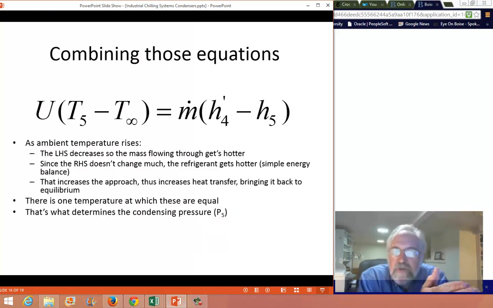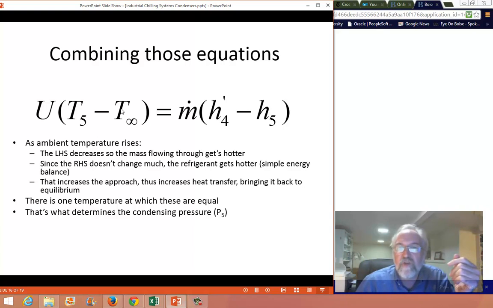If you combine these two equations, you get an equation that looks kind of like this. On the left-hand side is what's going on in the condenser, the heat transfer, and here's the thermodynamics that's bringing the heat to the condenser in the first place. What happens is it finds an equilibrium position. So let's think this through as a thought experiment. Let's say it's running at equilibrium, and the outside temperature gets higher, right?